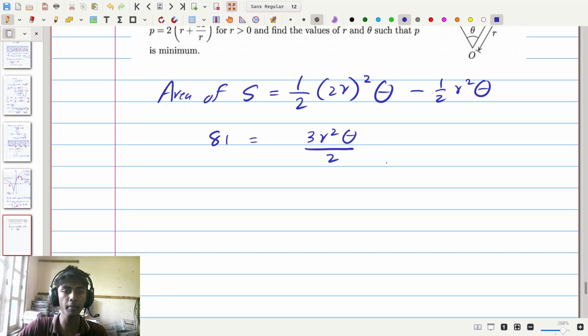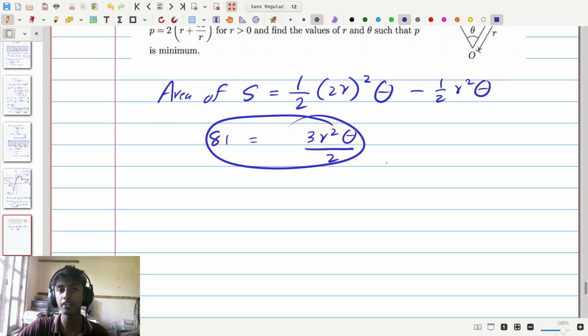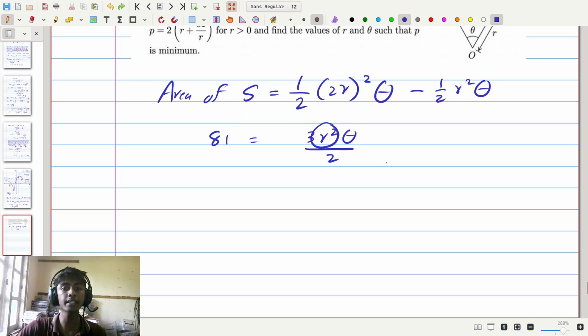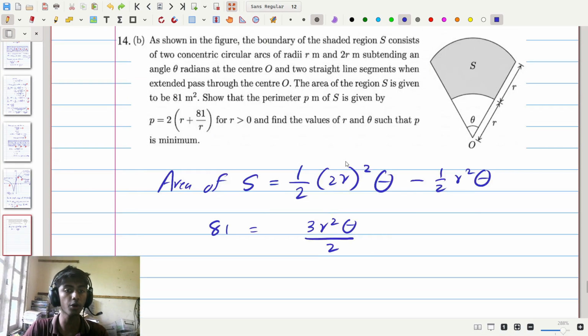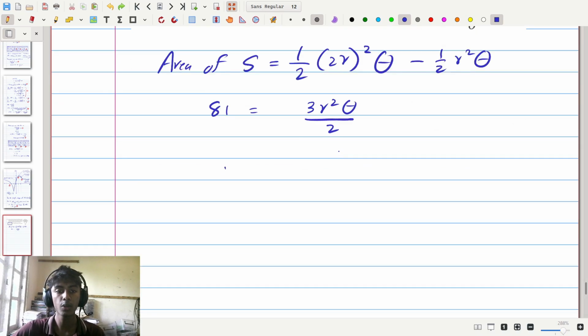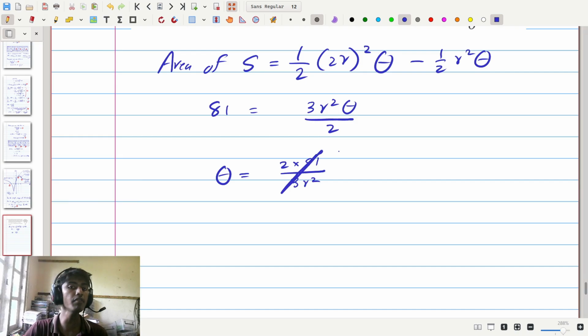Now what I'm going to do is take this expression and rearrange it to get theta in terms of r squared. The reason I'm doing this is because later in the question we will have to substitute r instead of theta. So if I rearrange this, we get theta equals 2 times 81 divided by 3 r squared. I know we can simplify some of this, but I'm going to leave this as it is and call this equation number 1.